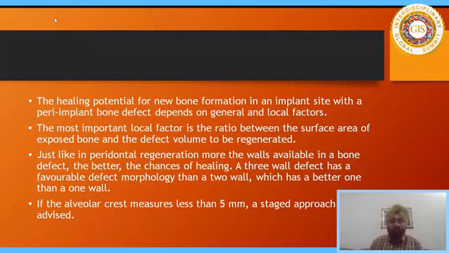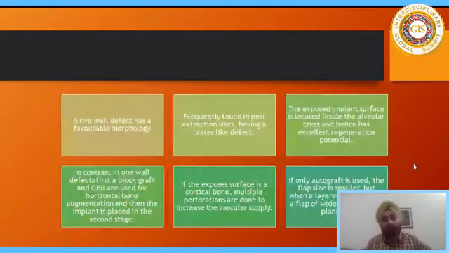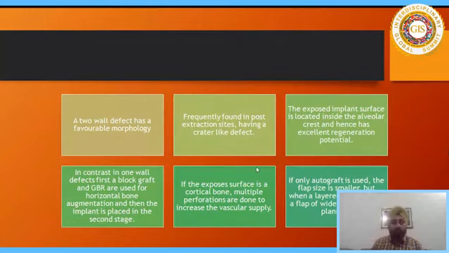If the alveolar crest measures less than 5 mm, you should always go for a staged approach. A two-wall defect has a favorable morphology, frequently found in post-extraction sites having a crater-like defect. The exposed implant surface is located inside the alveolar crest and hence has excellent regeneration potential. In contrast, in one-wall defects, you need a block bone graft and GBR for horizontal bone augmentation, and then the implant is placed in the second stage. So, a CBCT is a must to understand the bone walls, and then you proceed accordingly.